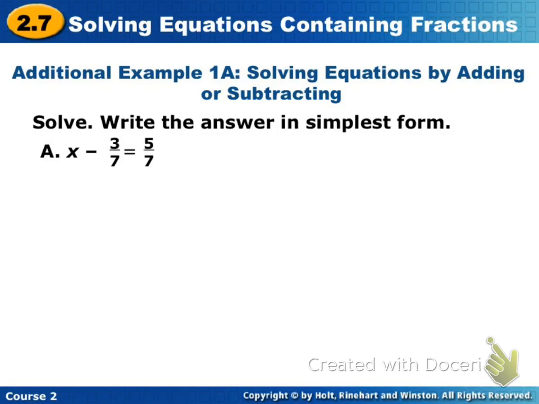So we are going to write the answer in simplest form after we solve this. So remember, we talked about the concept of inverse operations. So locate the variable. In all problem solving, your goal is to isolate the variable. You want to get it on one side of the equal sign by itself. You're going to use inverse operations to do that. So x is being subtracted by 3/7, which means we use the inverse of addition to add 3/7 to both sides.